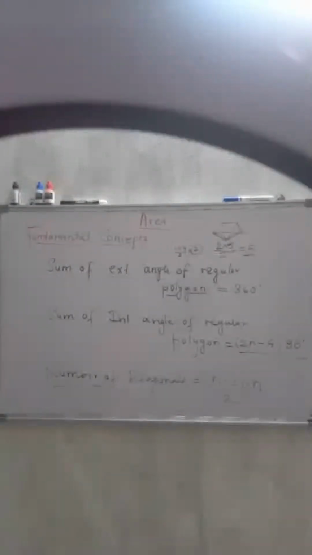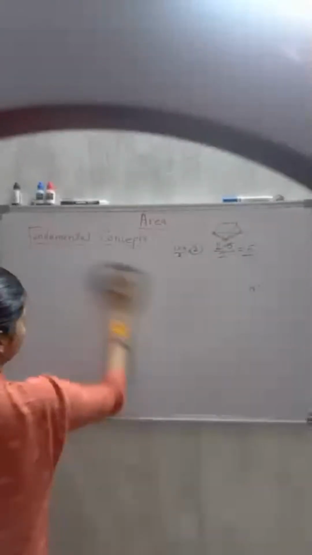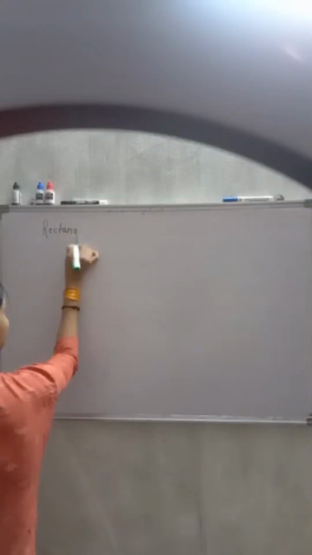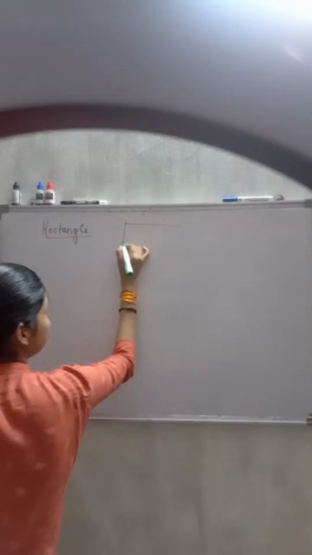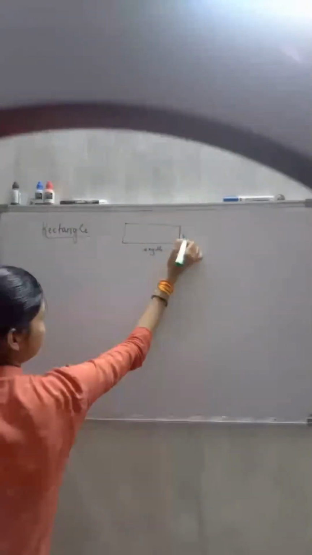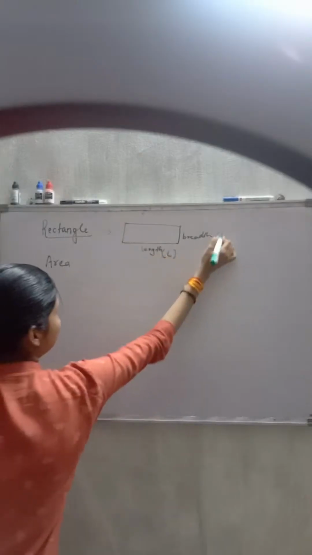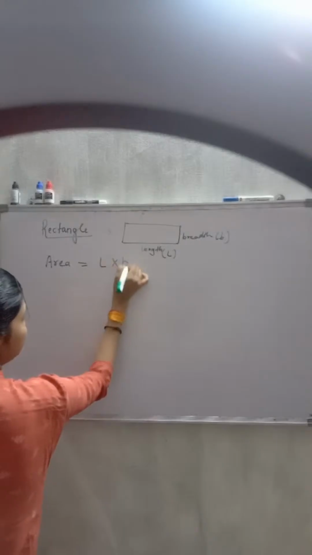Now some formulas related to area. First of all, rectangle. Rectangle, opposite sides are parallel and equal. This is rectangle. This is length and this is breadth. Okay, so area of rectangle will be length into breadth. Area.